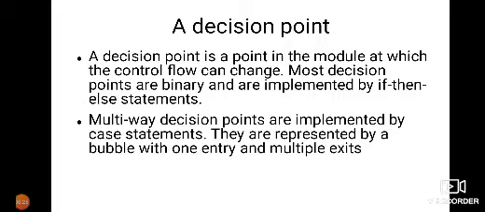Now a decision point, that is a condition. If in our code we have a condition, how is that condition represented in control flow graph notation? A decision point is a point in the module at which the control flow can change. Most decision points are binary, binary in the sense true or false, two paths. Most conditions have two alternatives, the true alternative and the false alternative. So they are implemented by if-then-else statements.